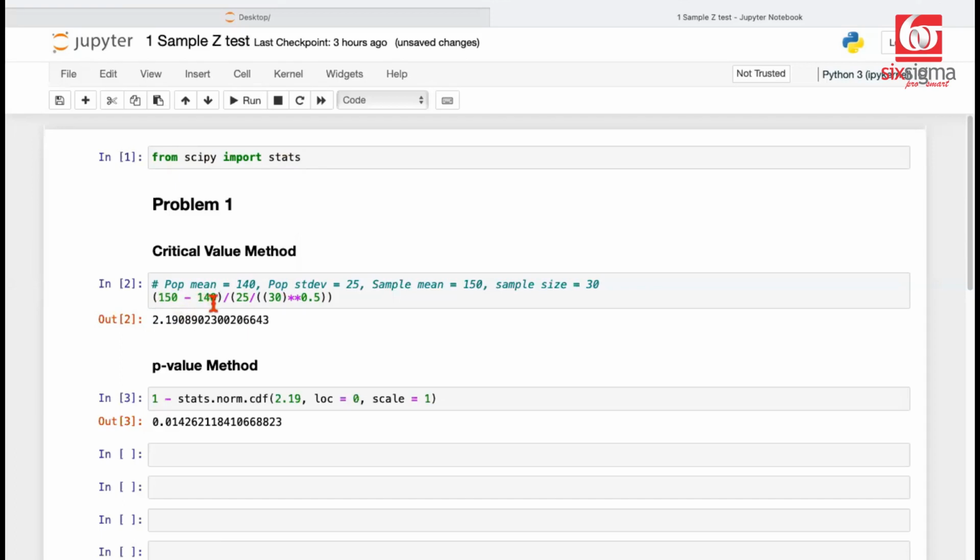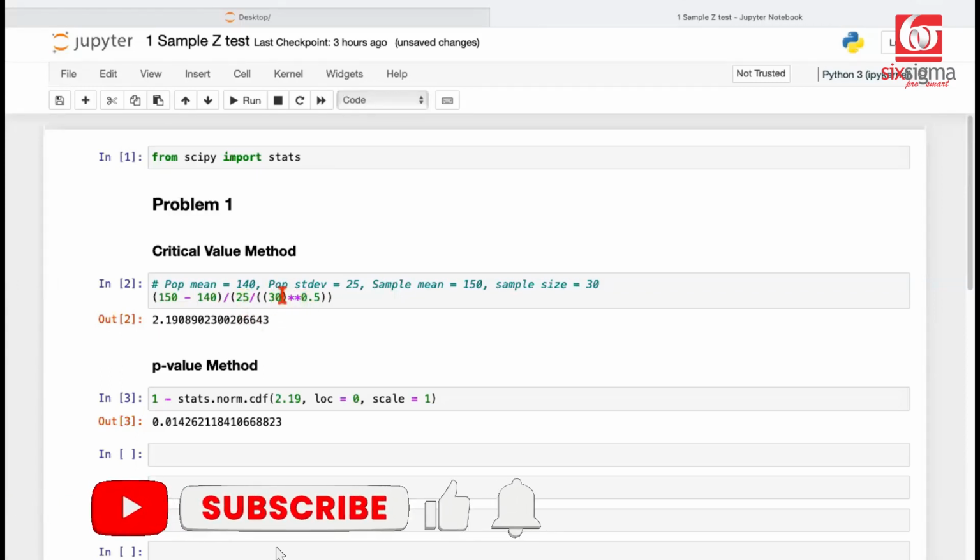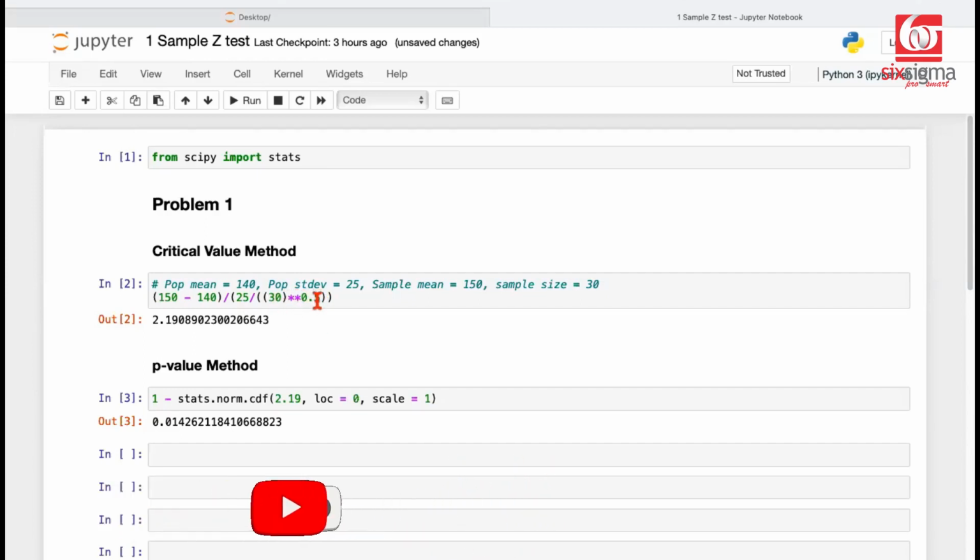So 150 minus 140. 150 is the sample mean, 140 is the population mean. This is the population standard deviation. This is the sample size. We are taking a square root of it. These two asterisks followed by 0.5 means raised to the power 1 by 2. So this is the same formula, and the calculation is 2.19. We saw that earlier as well, 2.19.